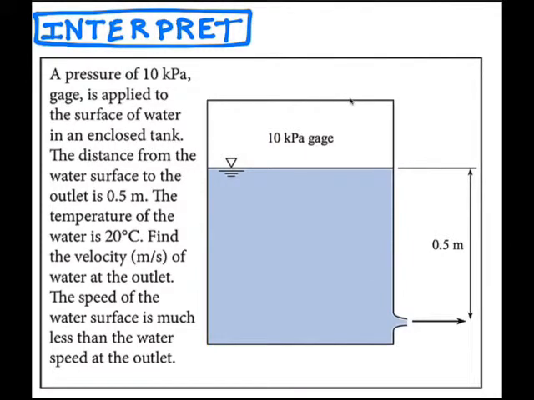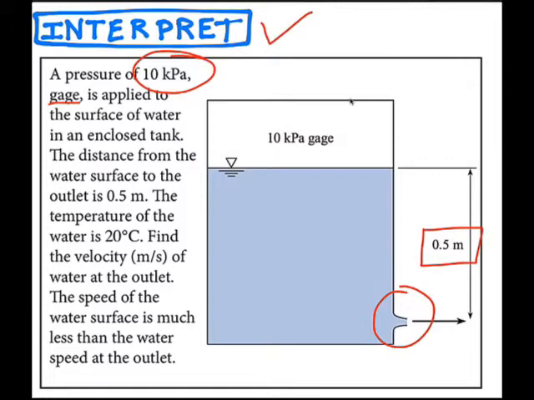I'll begin by interpreting the problem statement. Pressure above the water is 10 kPa, which is about 1/10 of an atmosphere. Gauge means that the pressure is measured relative to local ambient pressure. The tank is enclosed except for this nozzle. The distance from the free surface to the nozzle is 0.5 meters.